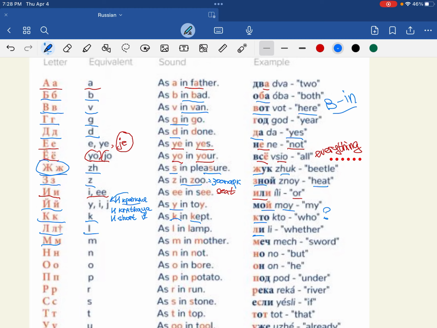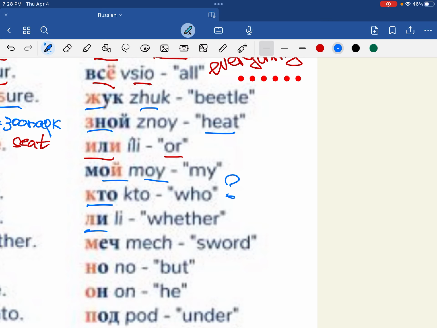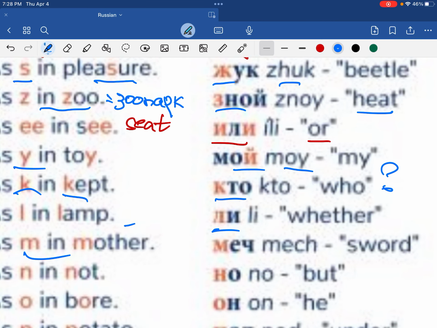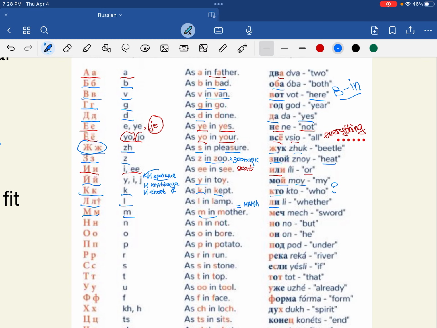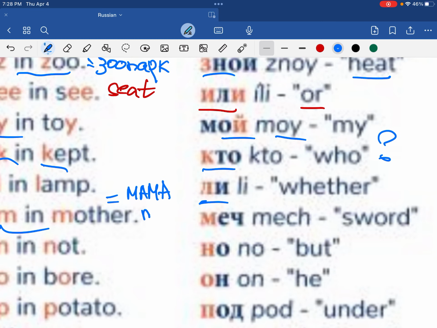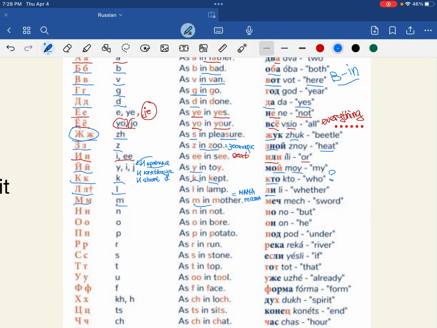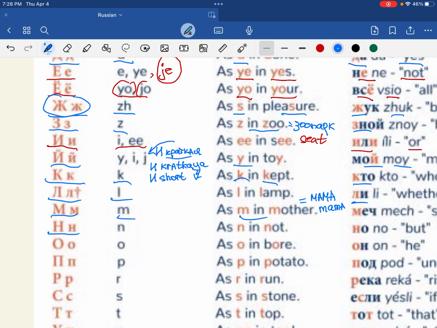The next consonant is M. The sound is M. In English, it would be pronounced like M in mother. In Russian, we pronounce it like M in меч, that means a sword. Also, if you translate the word mother into Russian, it's мама. Let me write the transcription in English. It means mama.